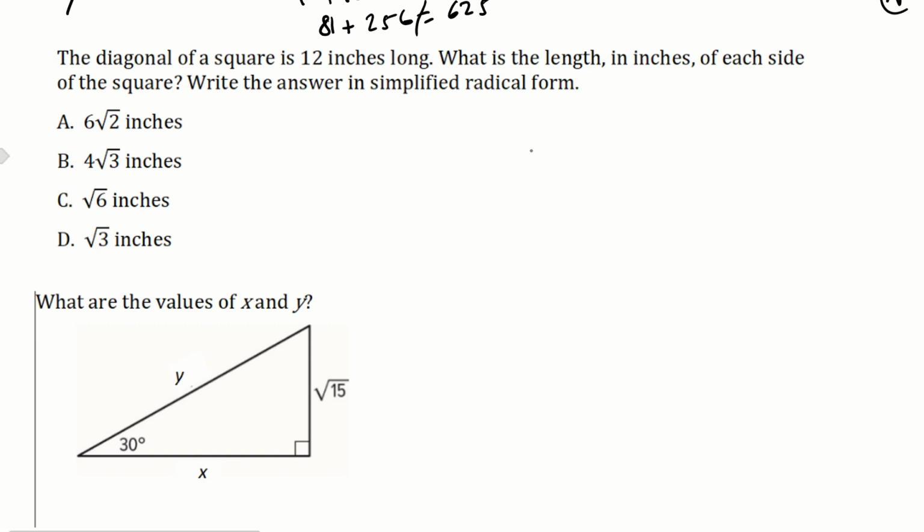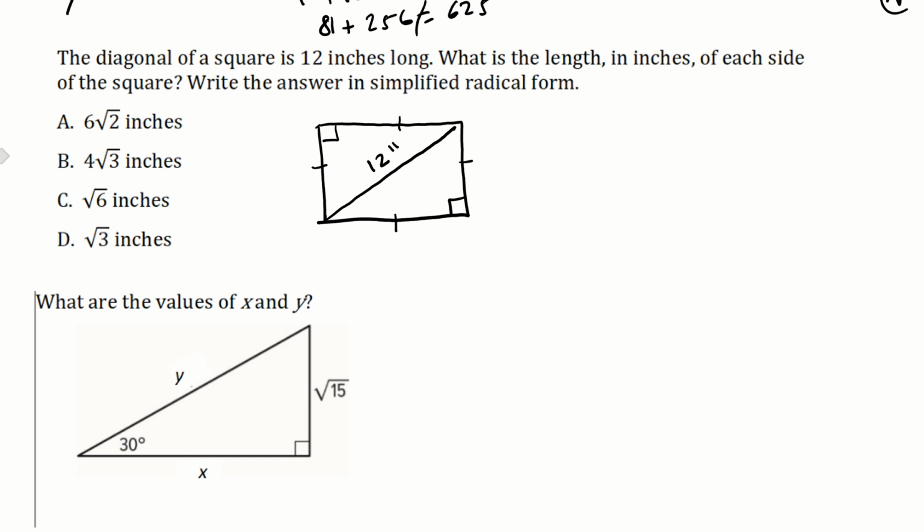Okay, so we got the diagonal of a square. So we got a square, and we know that the sides of a square are the same, right? And it says the diagonal of the square, and we know that the angles in a square are right angles. So we have that. And so we got a diagonal is 12 inches long. So we got 12 inches. And what is the length in inches of each side of the square?